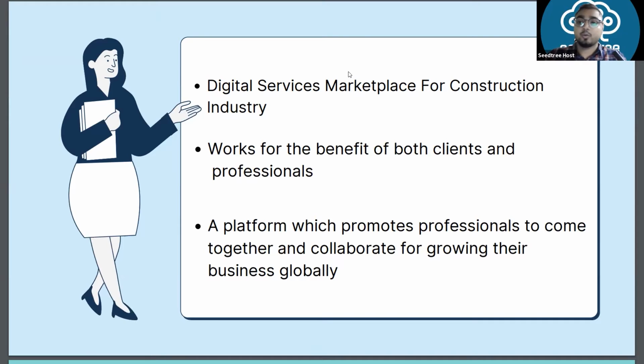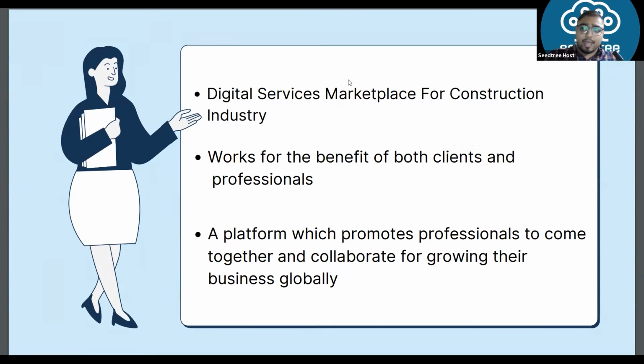We want to grow our network in such a way that we can give all our architecture, engineering, and construction professionals a platform through which they can come together, interact, collaborate, and grow their business, not only in their respective places, but also globally. Yes, we want to grow your business globally, not just in your state or your place, but across the entire world.